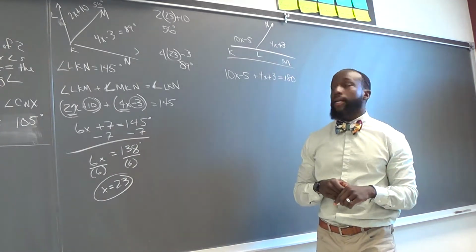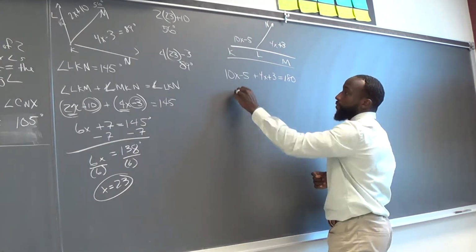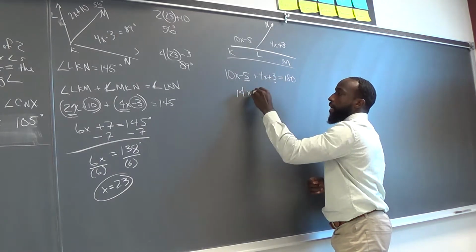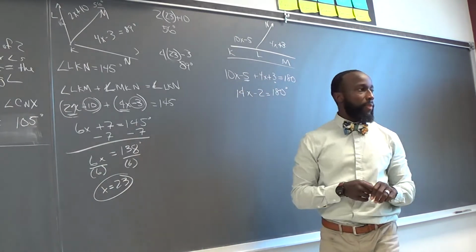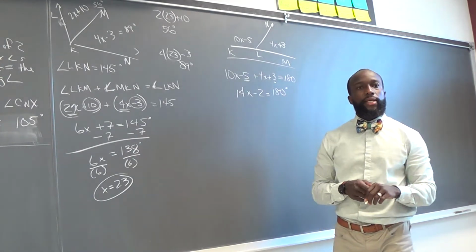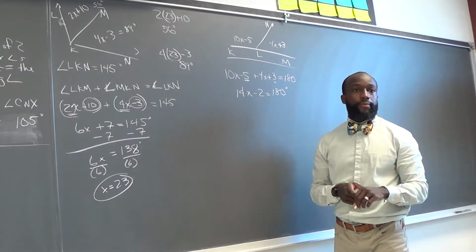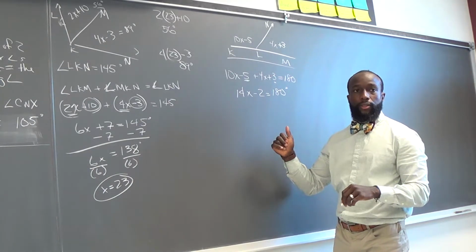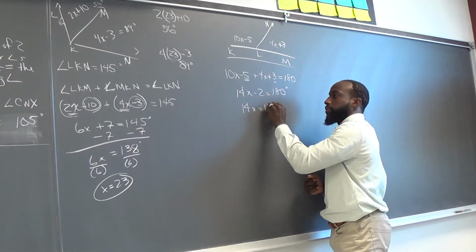Okay? Combine the like terms. DeMarco, 10x plus 4x. 14x, and then you got this minus 2 equals 180. What is next? Alexis? We minus the 2? No, add 2. Alright, 14x equals 182.